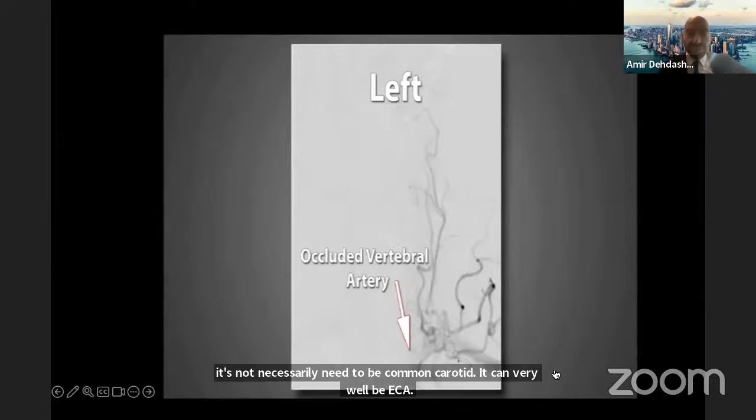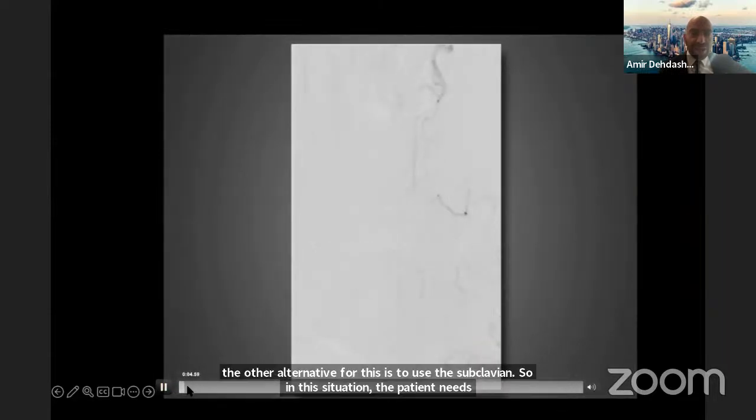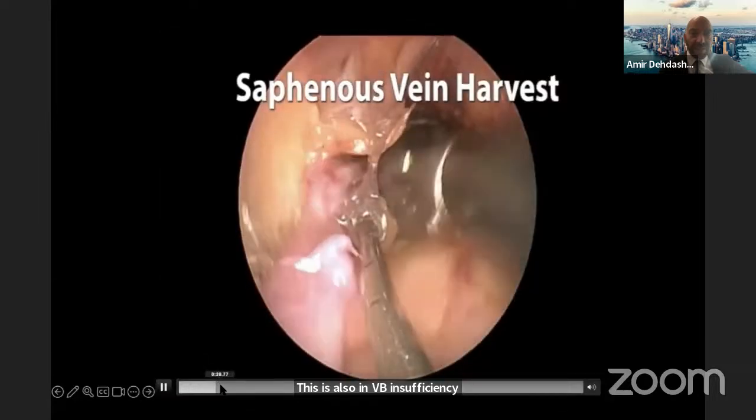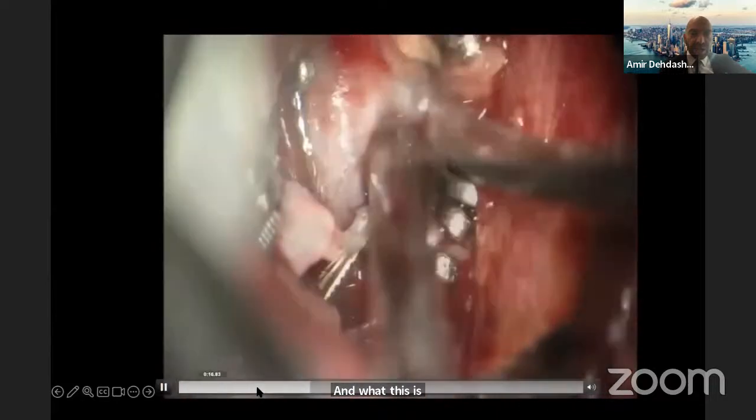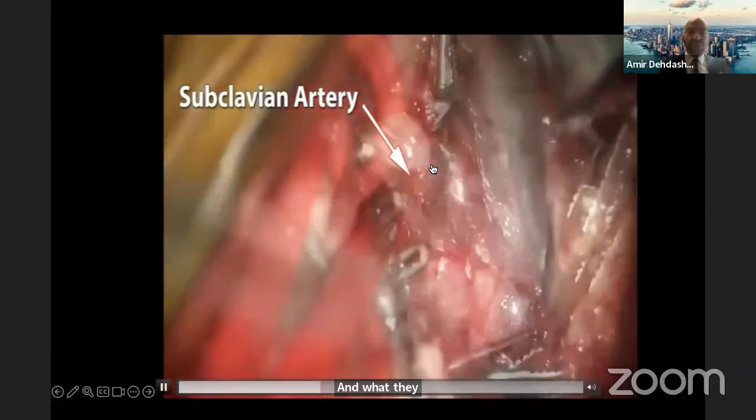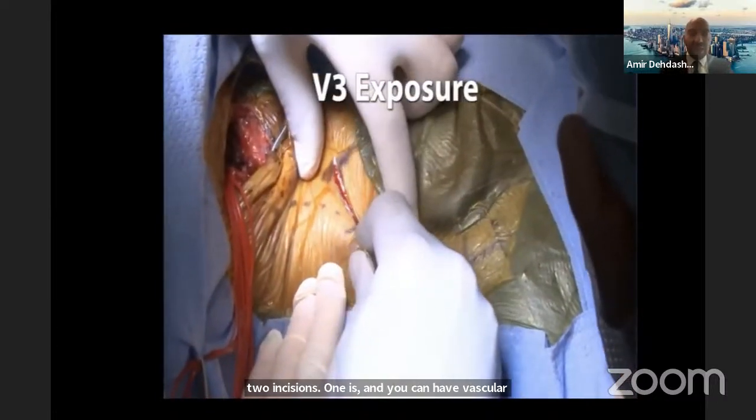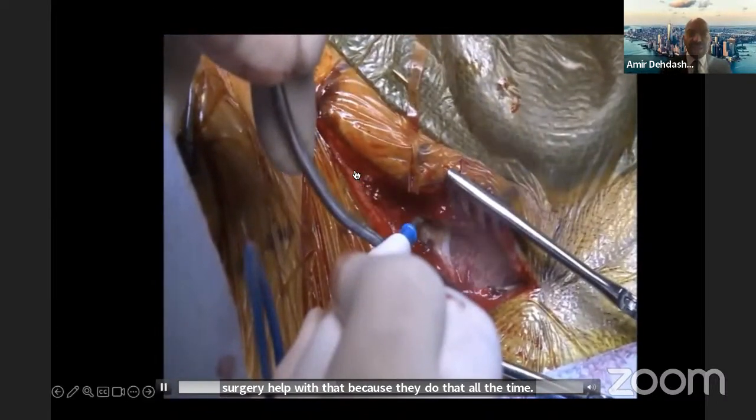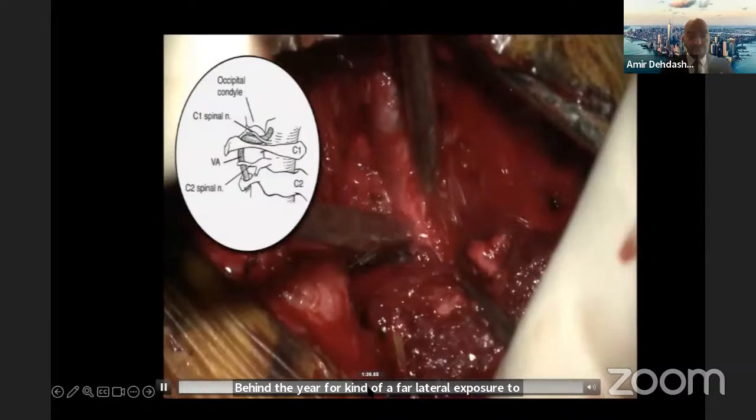This is another situation for the same problem, but here the alternative is to use the subclavian. In this situation, the patient also has VB insufficiency and bilateral vert occlusion, and this is saphenous vein being harvested endoscopically. The goal here is to identify the subclavian artery. So it's two incisions. One is in the neck, and you can have vascular surgery help with that because they do that all the time. And then another incision is done behind the ear for a far lateral exposure to identify the C1 groove that Paolo was showing very nicely.